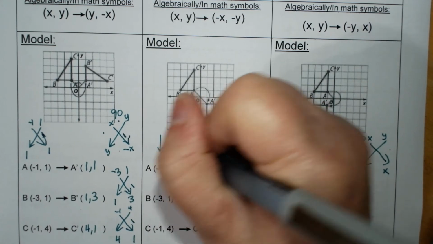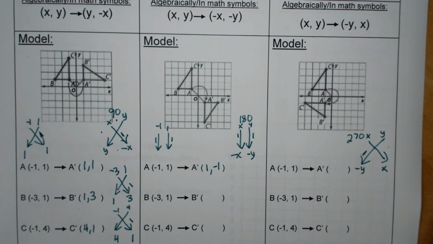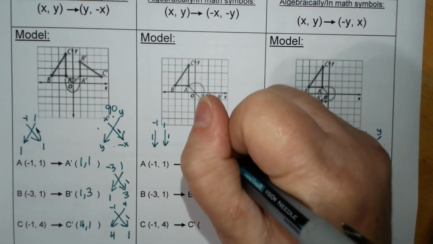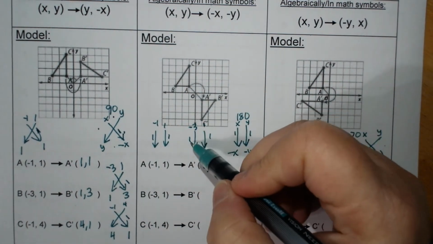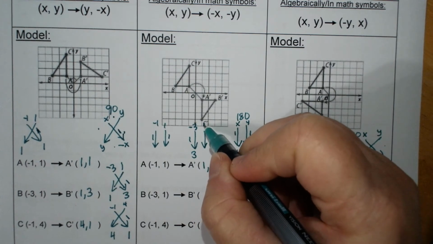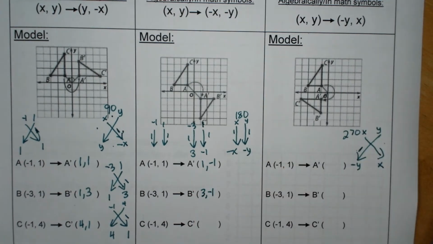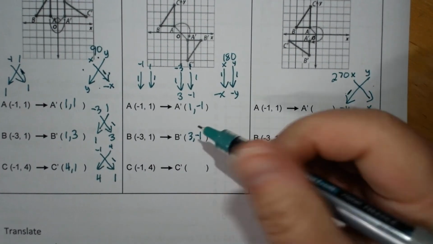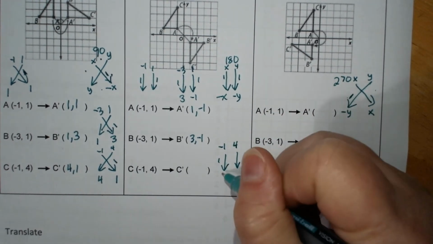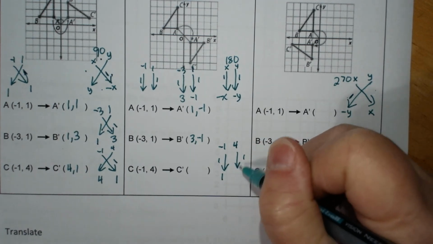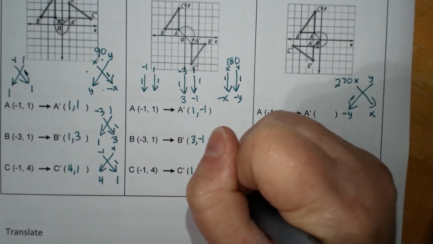Here, (-1, 1) becomes (1, -1). Going down the skis, -3 changes the sign, becomes 3. The 1 goes down to become -1, so that is (3, -1). (-1, 4): -1 slides down, changes the sign. 4 slides down and changes the sign. (1, -4).